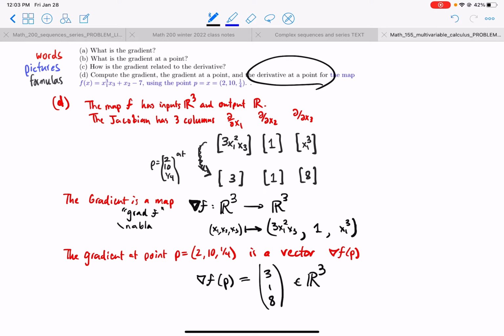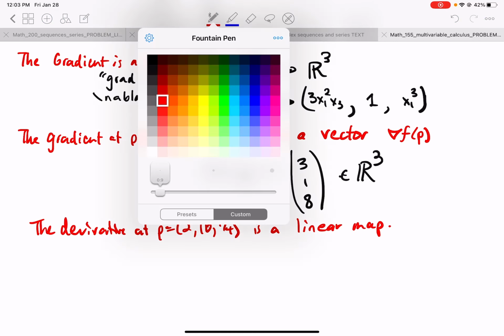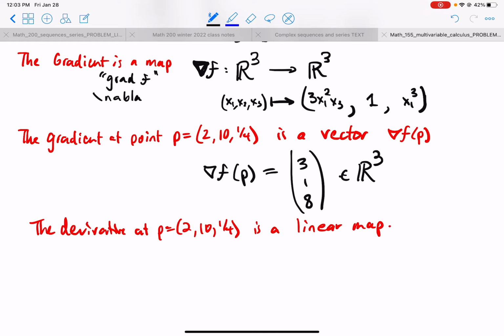How about the derivative at a point? So the derivative of this map that goes from R3 to R, right? So f goes from R3 to R. So what's the derivative of f? The derivative at the point P equals (2, 1, 0, 1/4) is a linear map. Okay, so it's a linear map. What is that linear map? It's from the same input space to the same output space as the original map.